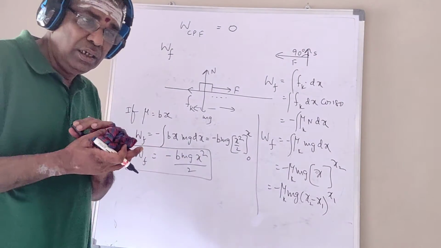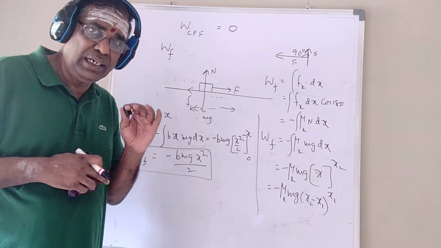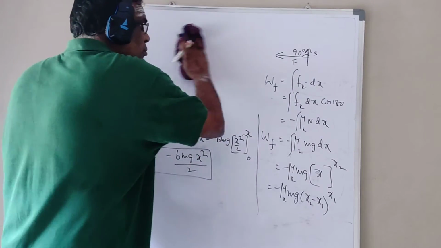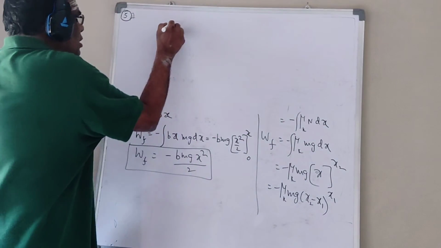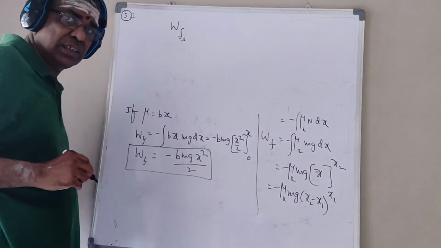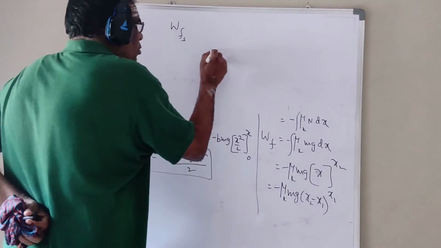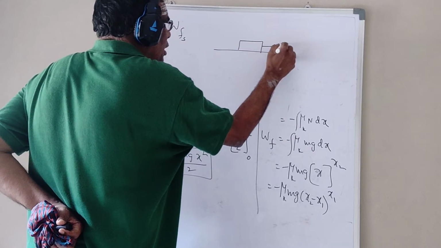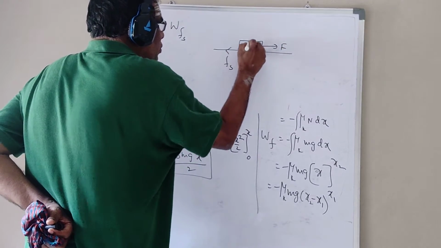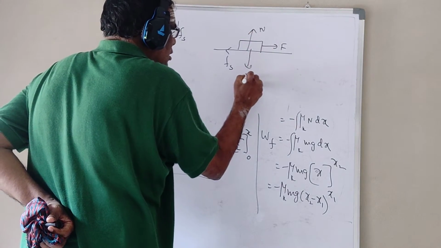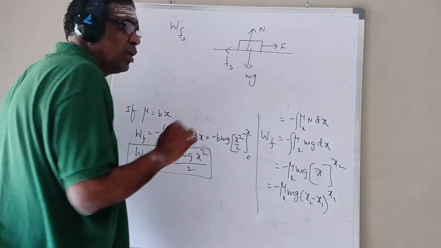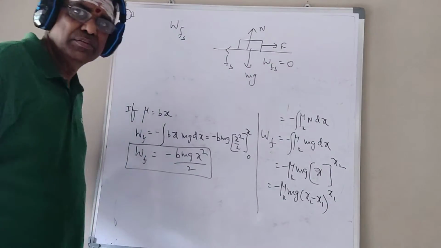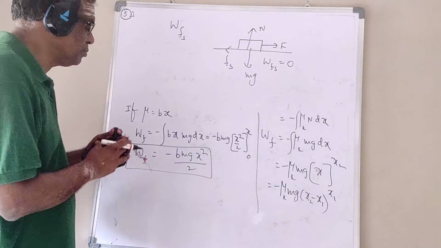Now this is not necessarily negative all the time. Be careful. Suppose I ask you, what is the work done by the static frictional force? Now you see, in this case, I am applying a force. This is Fs, this is N, this is mg. It is not moving. Therefore, work done by Fs is 0, because there is no displacement. Okay?